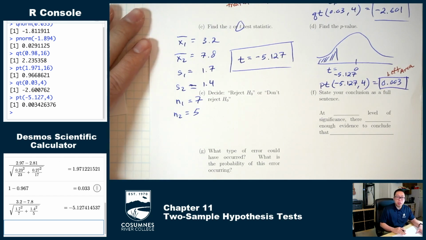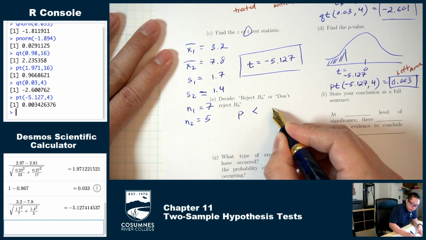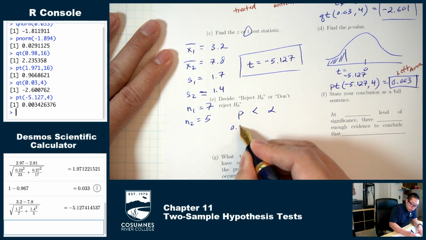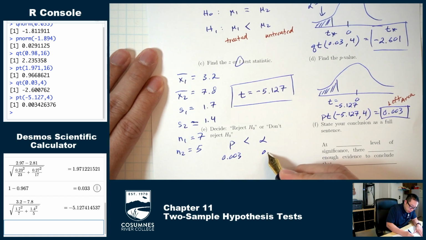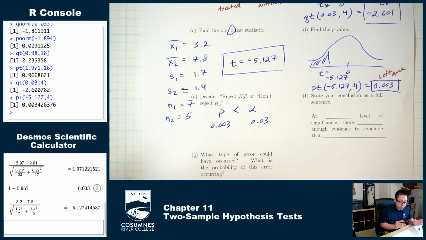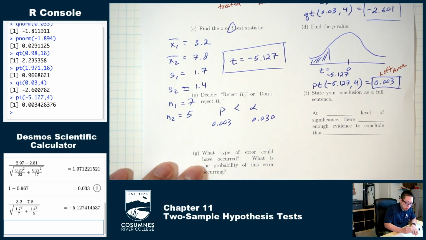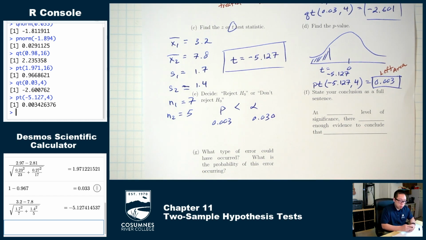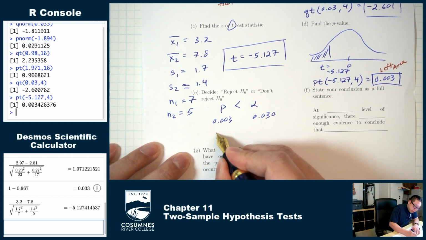Part E, reject or don't reject. Look at your P and see if it's less than the alpha. Our p-value is 0.003. Our alpha is 0.03. Is 0.003 less than 0.03? If it's hard for you to tell, match. Make sure that they have the same decimal places. This has 3, this is 030. So this is really a question of whether 3 is less than 30. Yes, it is. So this is a reject.